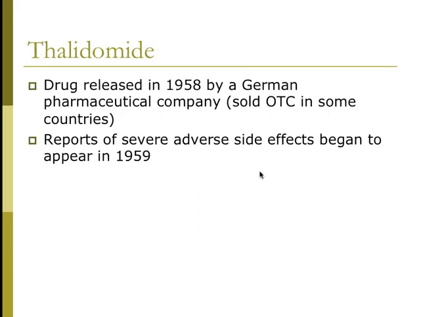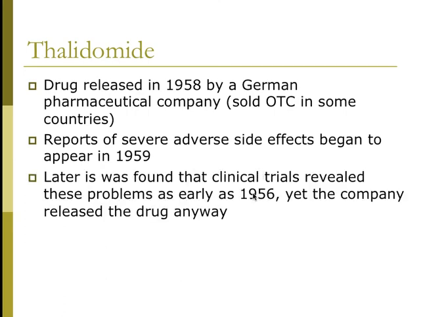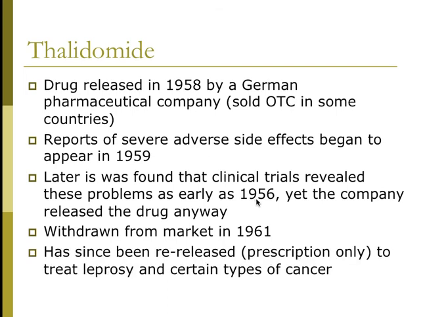It was released in 1958. Severe adverse side effects began to appear in 1959. The company released the drug even though some trials indicated some problems as early as 1956, and it was taken off the market in 1961. It's coming back for some types of cancers and also for leprosy, and I'm sure that they have strict controls on it to make sure that pregnant women don't take it. And that ends the discussion of isomers.